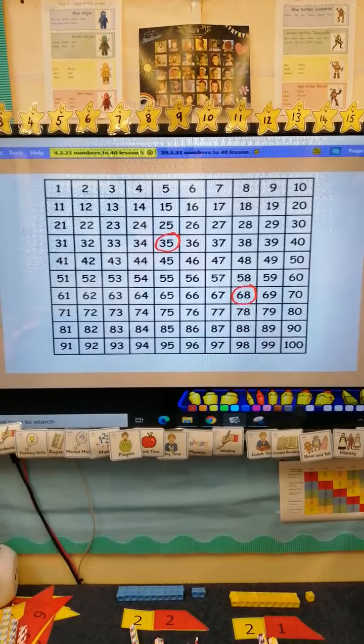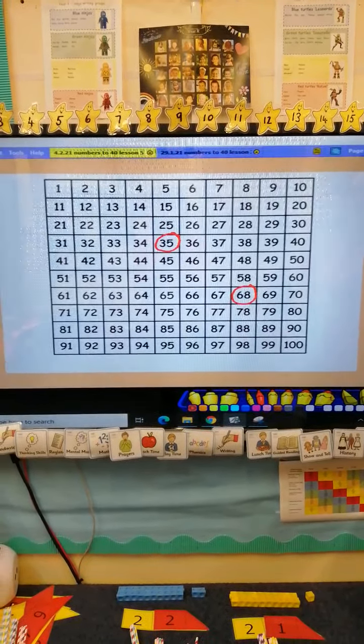Fantastic. Well done if you worked that out. Let's see if we got it right. Great, we did. Well done. Let's read the sentences together. 23 is 1 more than 22. 21 is 1 less than 22.